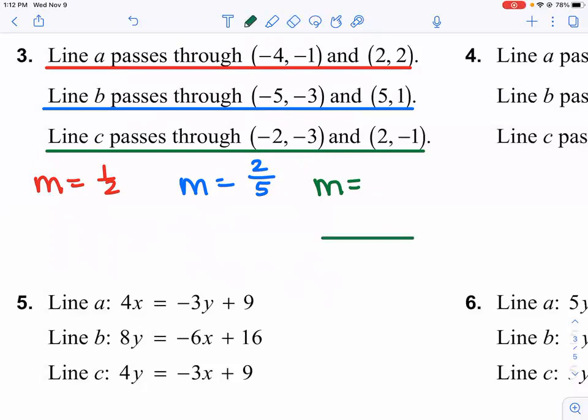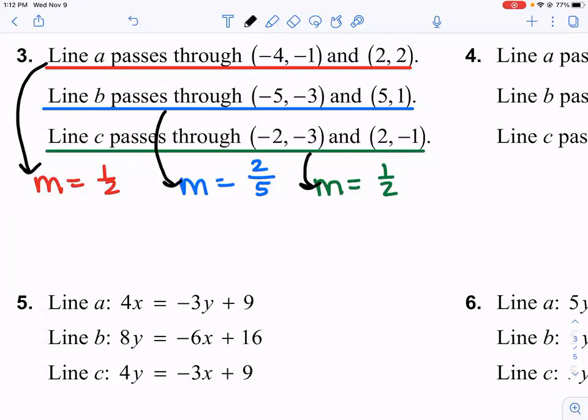Okay, so let's take y minus y, so -1 minus -3 over x minus x, 2 minus -2. Okay, make sure it's the y's on top, okay? So we have 1/2. Okay, so here are our slopes. Please make sure, I know you only calculated one of them, but please write down the other 2 slopes, okay? This is line A, this is line B, and this is line C.